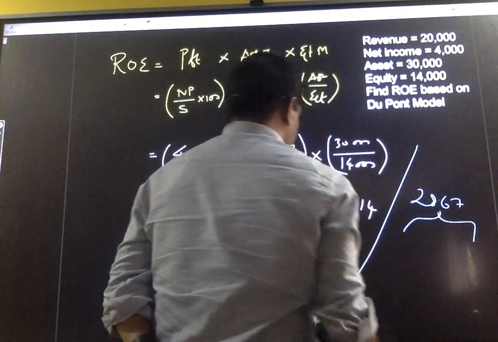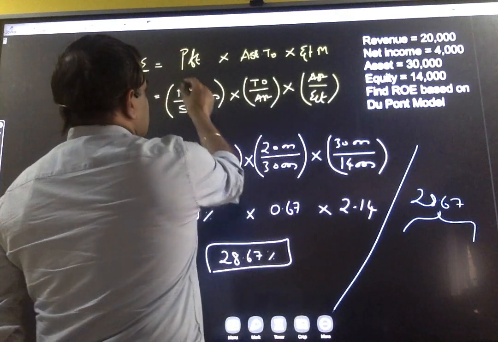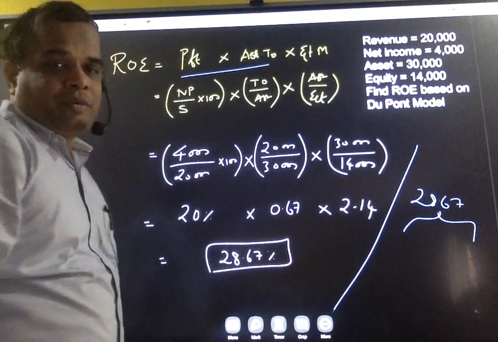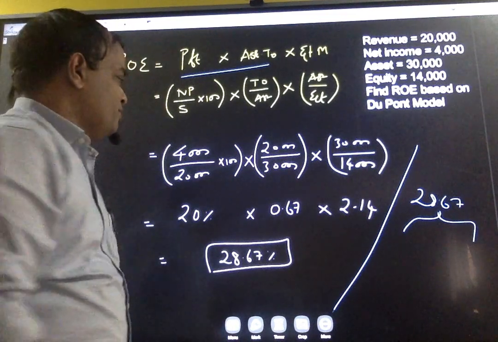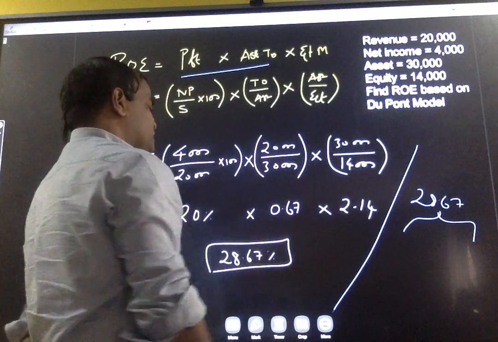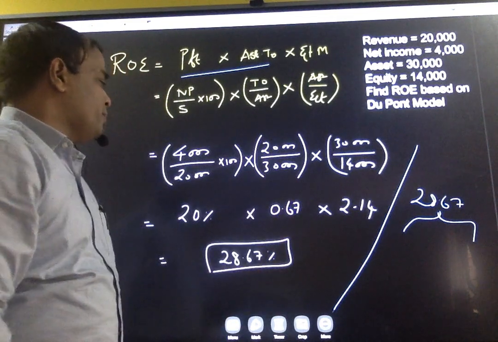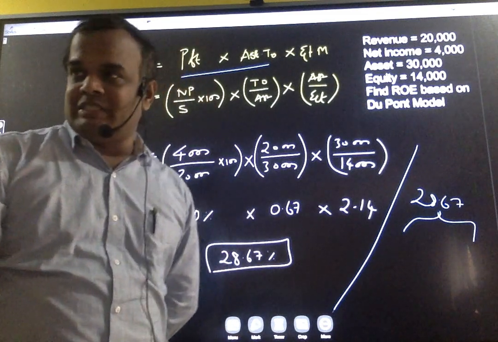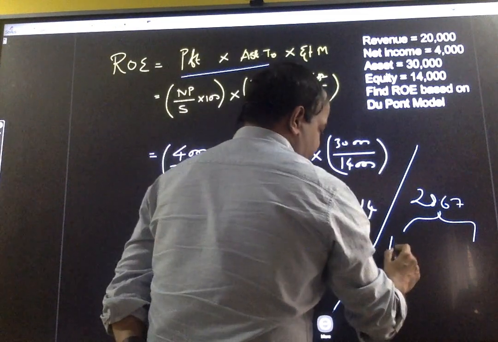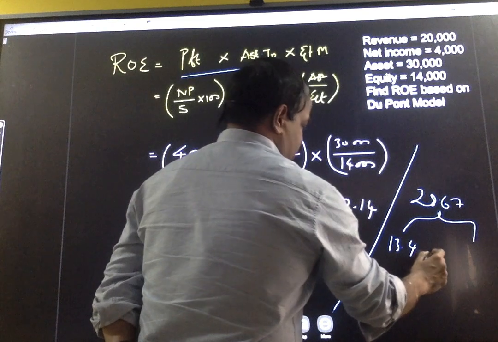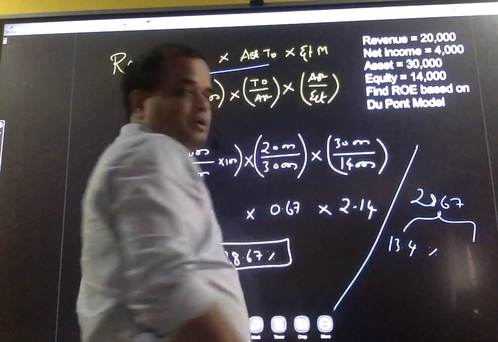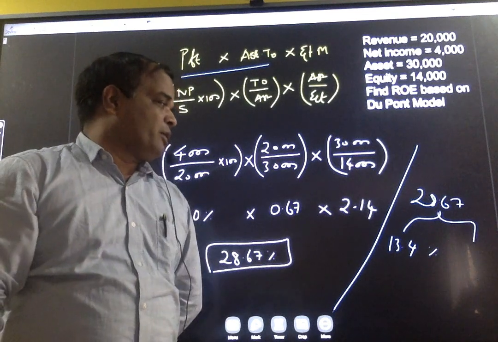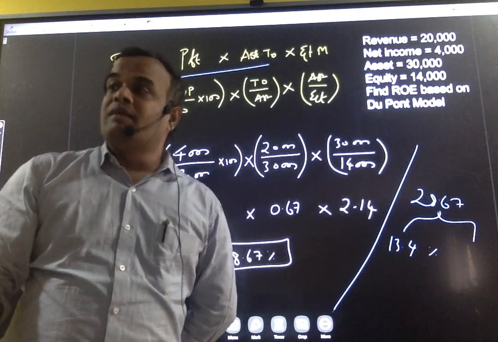I am classifying into two parts. Profitability into asset turnover ratio: 20%, that is 0.2 into 0.67, is equal to 13.4%. Out of 28.67, the balance comes to how much? 13.41. The balance is equal to 15.27.